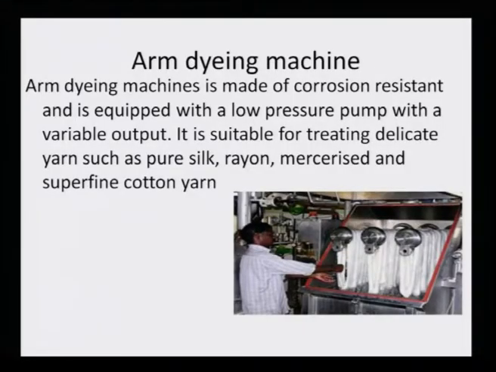Coming to the arm dyeing machine. The arm dyeing machine is made of corrosion resistant material and is equipped with a low pressure pump with a variable output. It is suitable for treating delicate yarns such as pure silk. You see, now here it is only meant for the yarn, whether it is pure silk or rayon or mercerized or superfine cotton yarn. So, there is one arm dyeing machine which is only and only meant for the dyeing of these very specific yarns, and these have circular knobs and there is a bath. From time to time it is actually lowered down and it is also rotated at the same time.